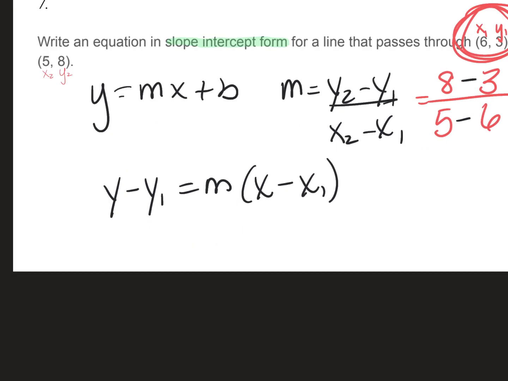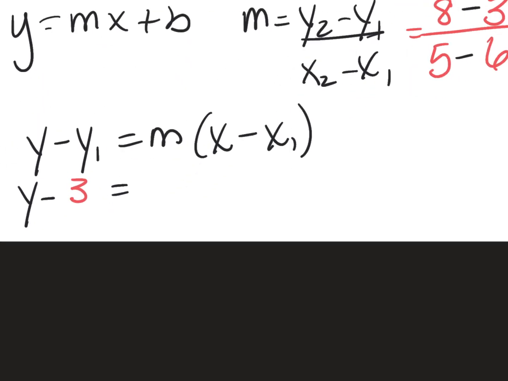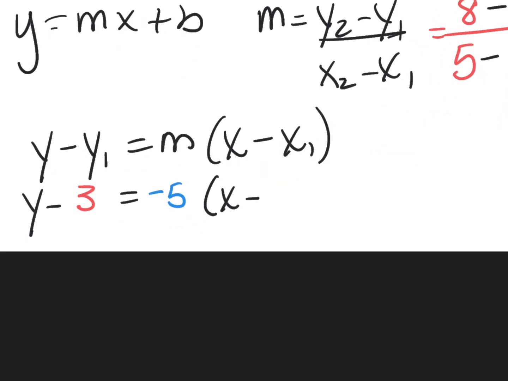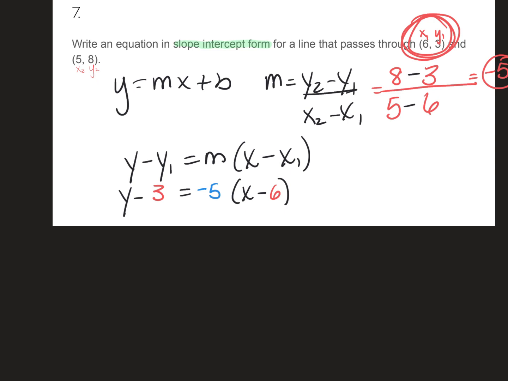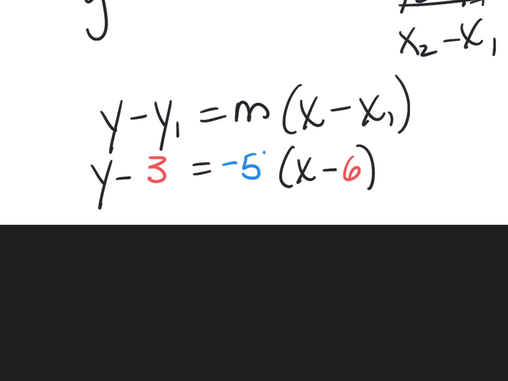Again, I'm going to use the ones that I labeled up here in the problem just to plug in. So y minus, the y value is 3. We calculated the slope, that's -5. X minus, and the x value is 6. Now, again, the problem says it needs to be in slope-intercept form, so I can't stop here. It's not there. So I need to solve for y.